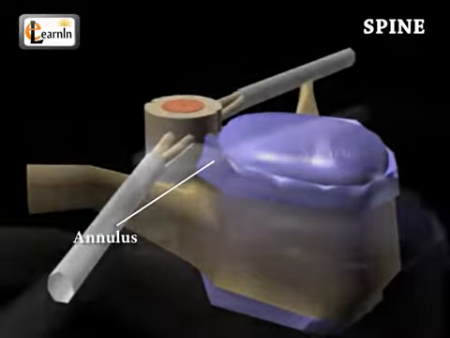A bone called the sacrum lies just below the lumbar spine. The sacrum is uniquely shaped. The lamina covers the spinal canal. It is a large hole in the center of the vertebrae. The spinal nerve passes through it.